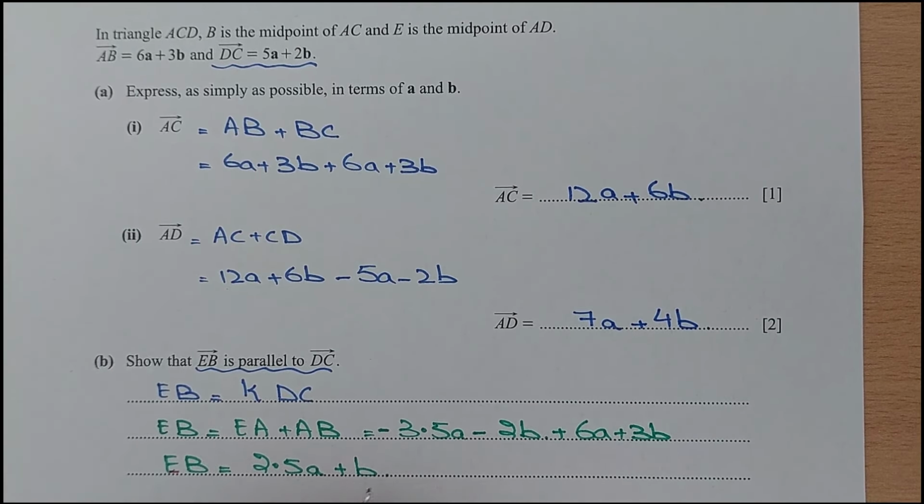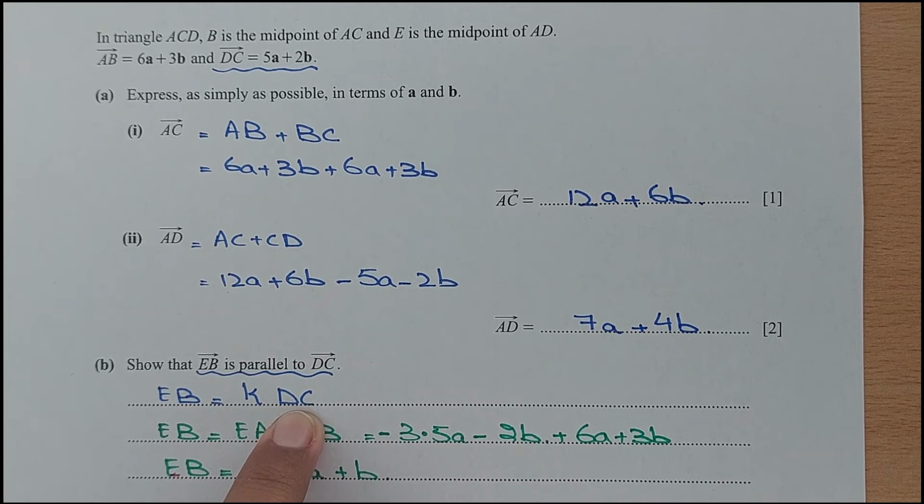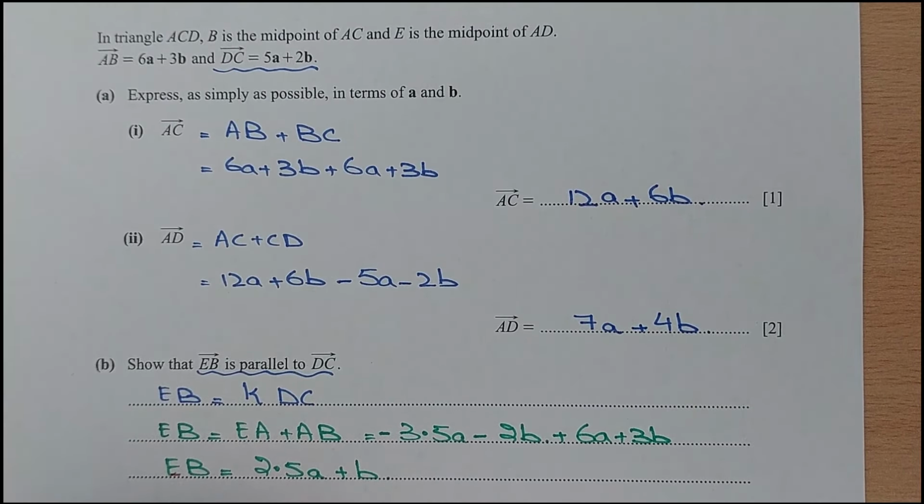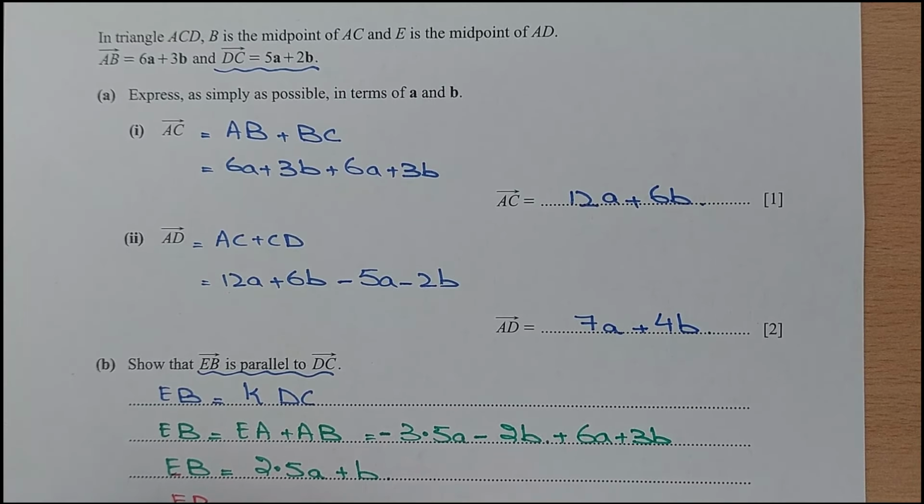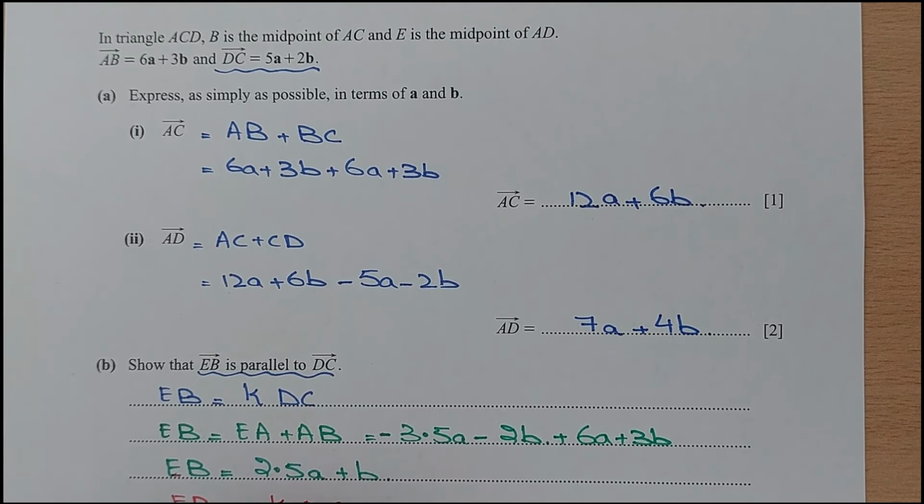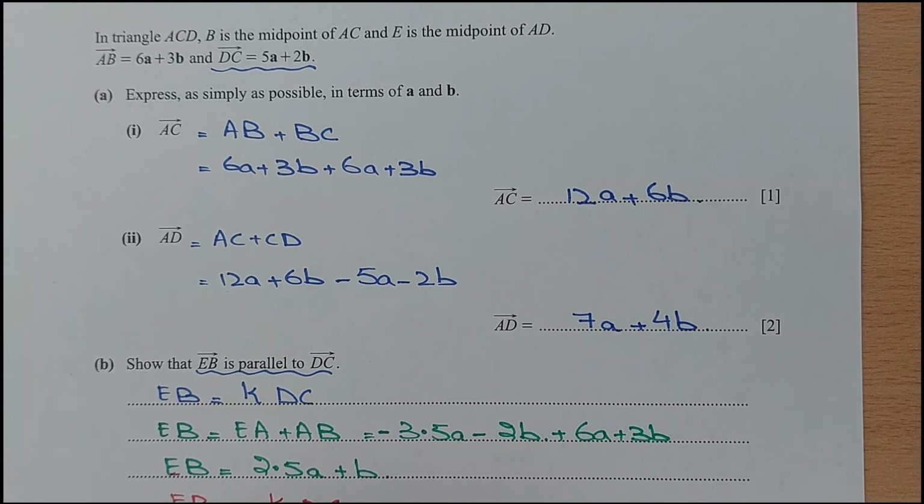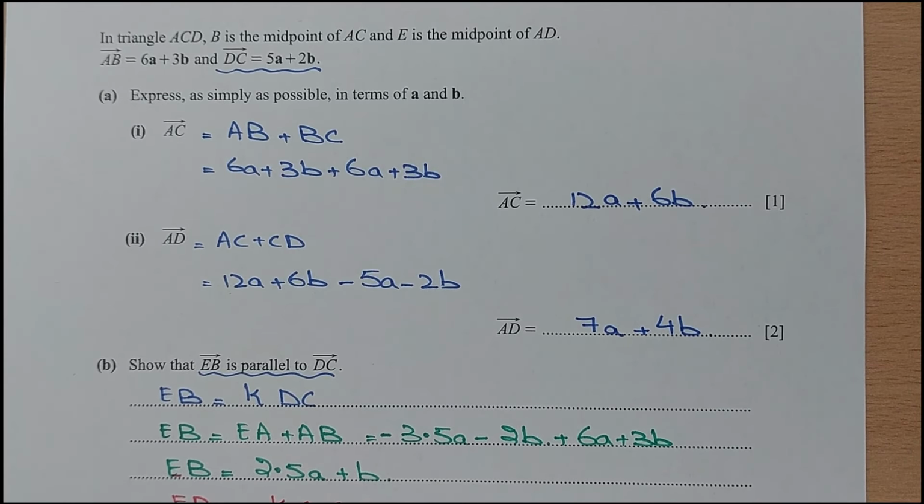Okay, so we have EB equal to this, and we know DC is 5A plus 2B, right? So how can we show it? How can we make EB equal to some constant times DC? So EB is 2.5A plus B, which equals some constant times DC, that is 5A plus 2B. So how can we make it equal to 5A plus 2B? It means the K value is 2, right?